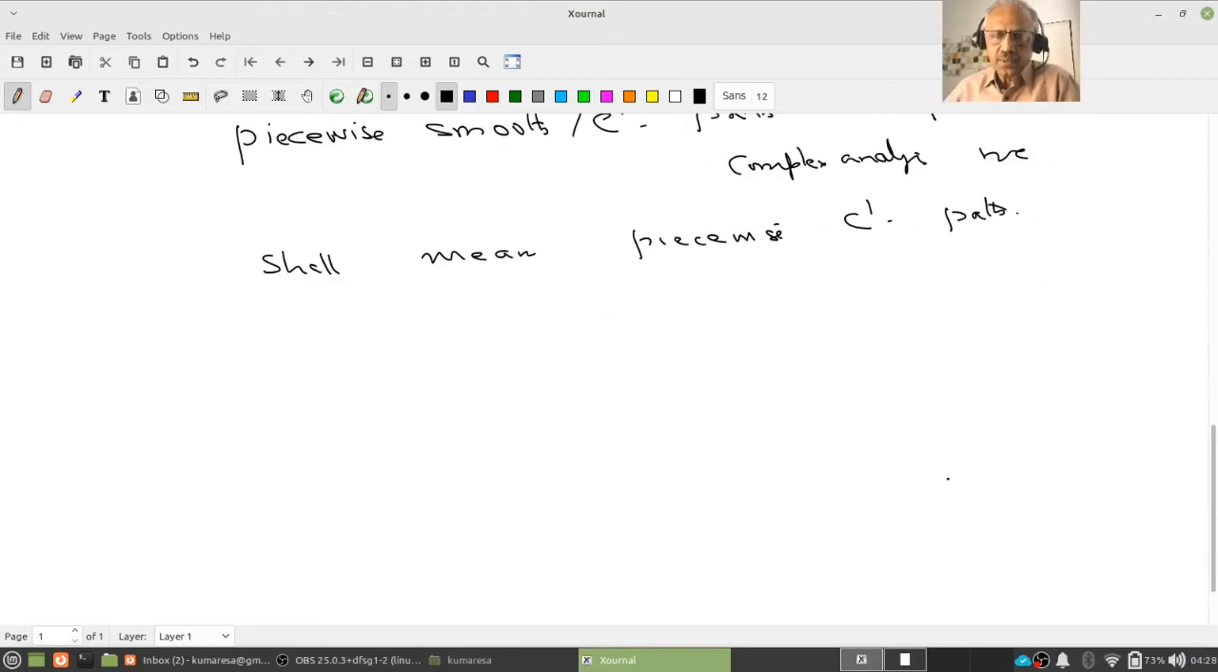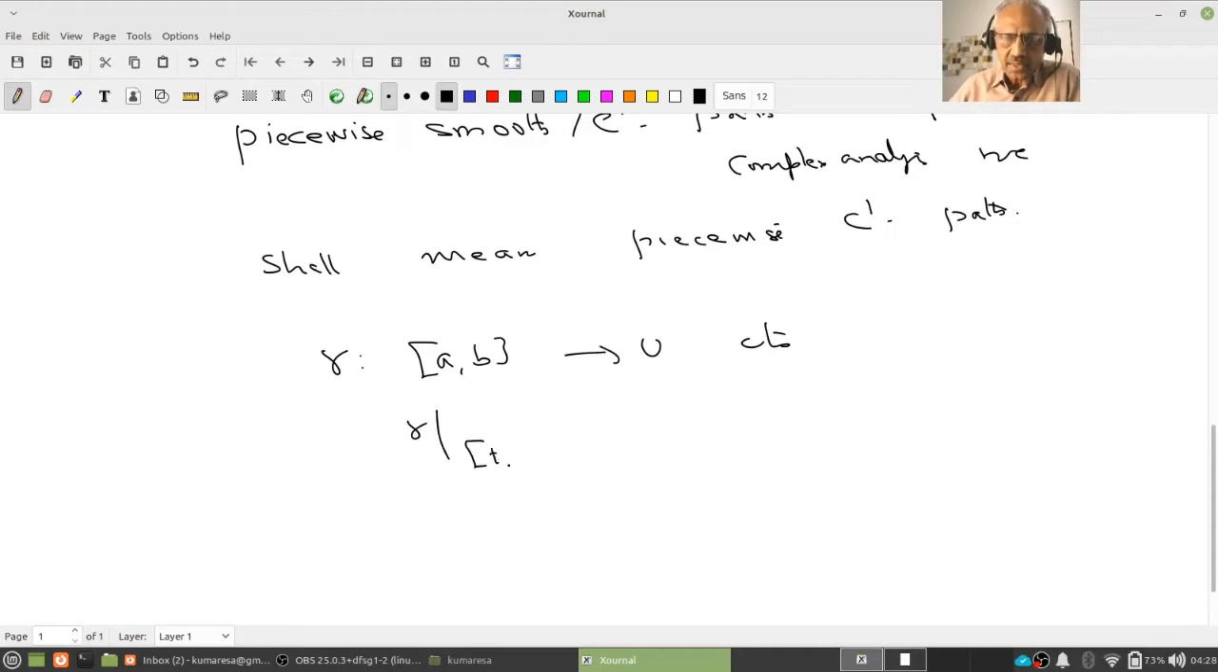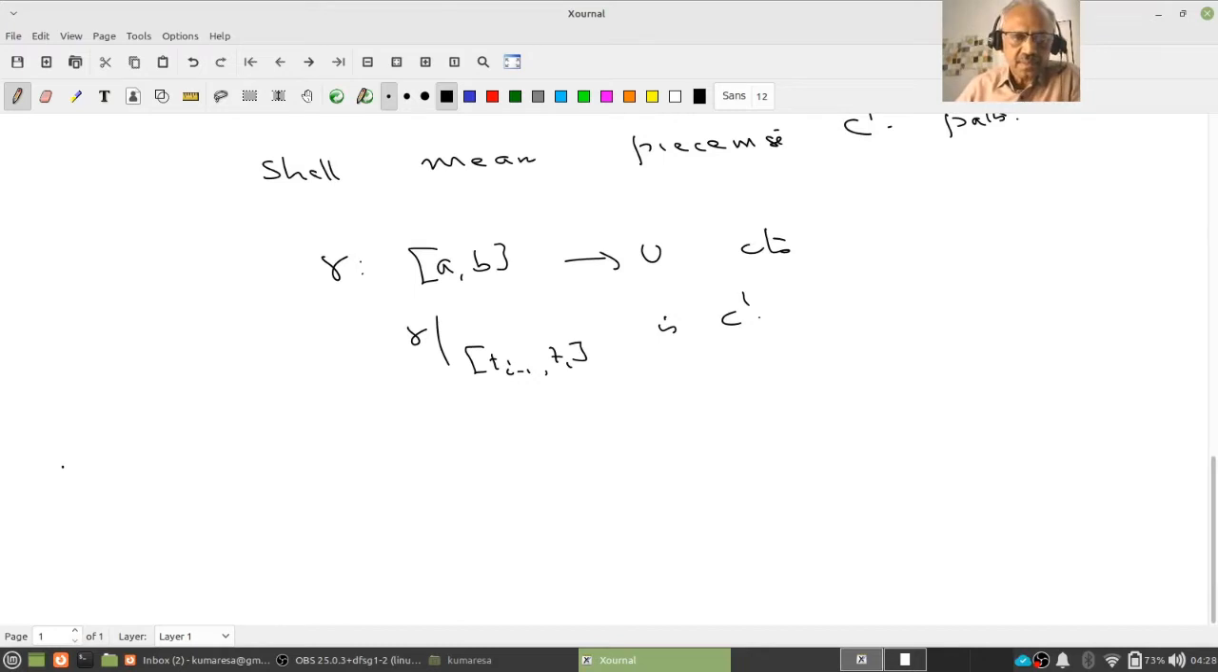Okay. Therefore, again let us look at gamma. First of all, it should be continuous from a b to U. This is already assumed. And gamma restricted to t_{i-1} to t_i is C1, continuously differentiable. Keep that in mind. Okay, we will give examples.